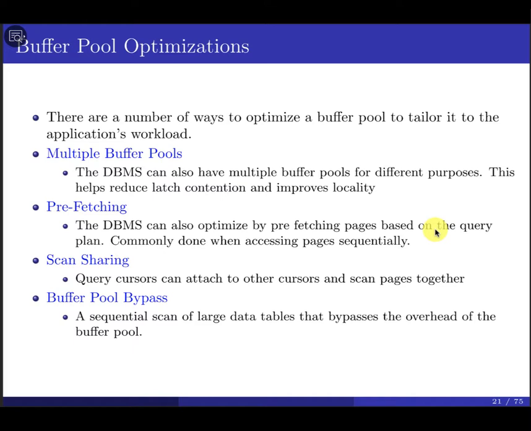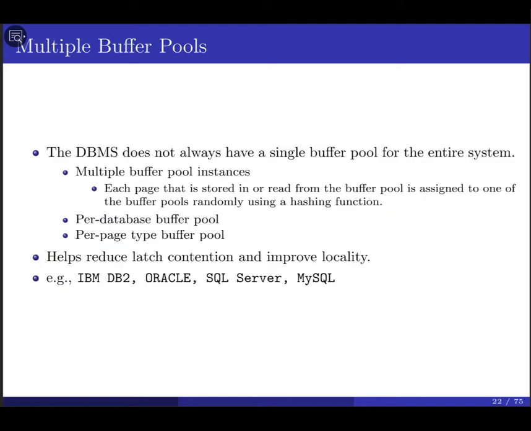Okay. In other words, you're going to see right now, starting with this slide, why the database management system does a better job than the operating system. So we're going to go over one set of optimizations. We're going to take a look at multiple buffer pools in general. Then after that, talk about prefetching, scan sharing, then the buffer pool bypass. Let's go one at a time to see what exactly I'm talking about, okay?